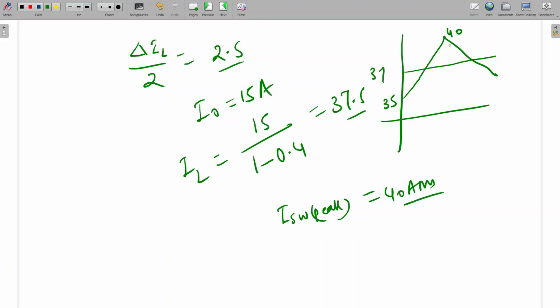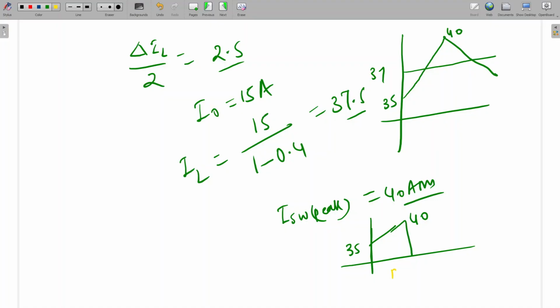Okay. And another question can also be asked, like what will be the RMS value of the switch current. That I have already told you the formula. The minimum is 35, the maximum is 40, so you can apply that formula.